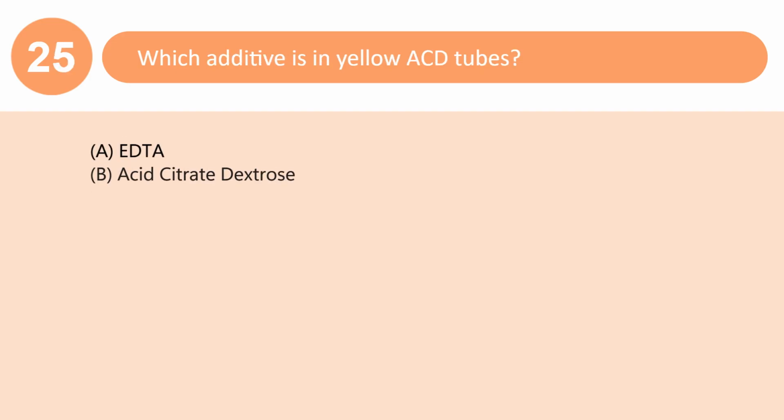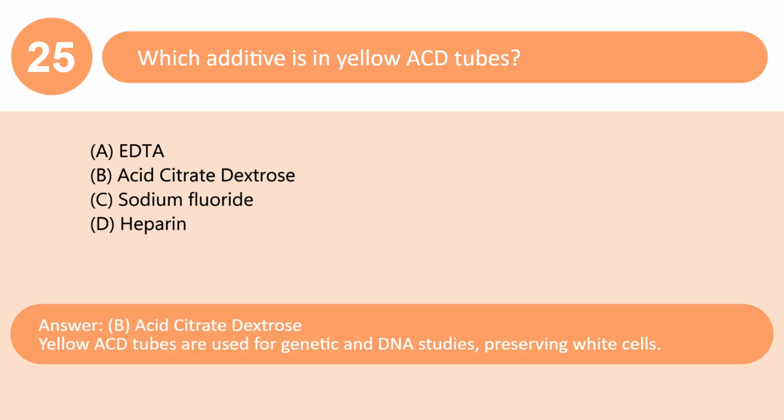Which additive is in yellow ACD tubes? A. EDTA. B. Acid citrate dextrose. C. Sodium fluoride. D. Heparin. Answer B. Acid citrate dextrose. Yellow ACD tubes are used for genetic and DNA studies, preserving white cells.